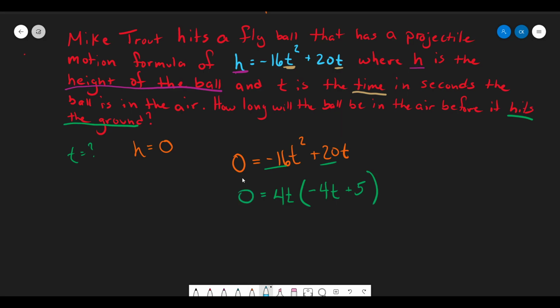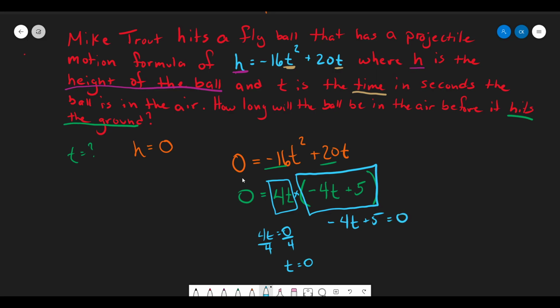Now that I have my problem factored, I'm going to take each of the factors, which in this case are 4t and negative 4t plus 5, and set each of them equal to 0. 4t equals 0. I divide both sides by 4, and I get t equals 0. Here, I set it equal to 0. Subtract the 5 first, so I have negative 4t equals negative 5. Divide both sides by negative 4, and I get t is equal to 5/4.